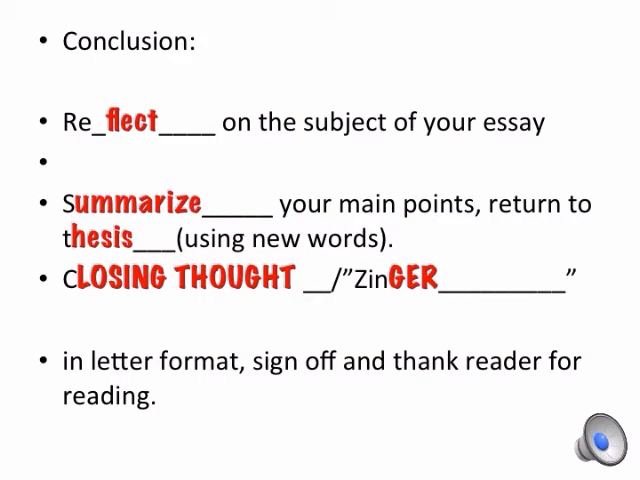The conclusion is where you will reflect on the subject of your essay, summarize your main points, and return to your thesis using new words. You'll also want to give a closing thought or a zinger. A zinger is just kind of a goofy word for an interesting ending. Just like you had a grabber at the beginning, you want to send your reader off with something interesting. And of course, in letter format, you'll sign off and thank your reader for reading.